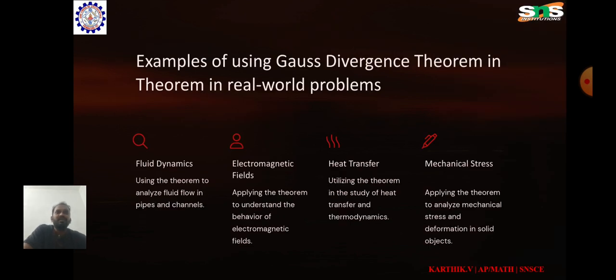Examples using divergence theorem in real world problems. Fluid dynamics: in fluid dynamics, the Gauss divergence theorem is used to relate the flux of fluid through a closed surface. Electromagnetism: Gauss law of electricity and magnetism is a special case of the Gauss divergence theorem. It relates the electric or magnetic flux through a closed surface to the charge or current density within the enclosed volume. Heat transfer: the Gauss divergence theorem can also be applied in problems related to heat transfer.